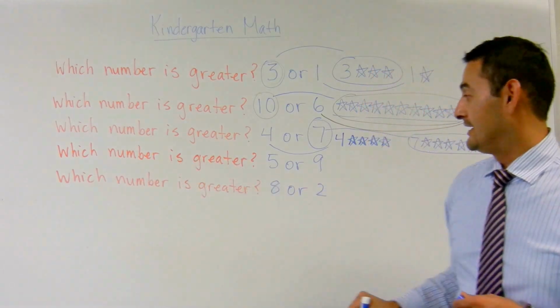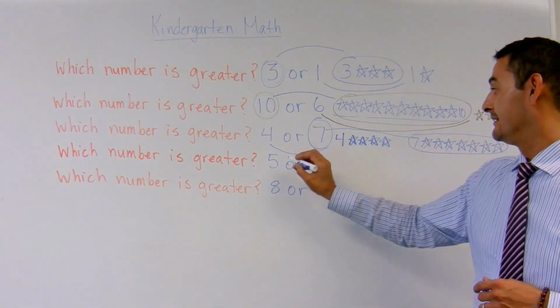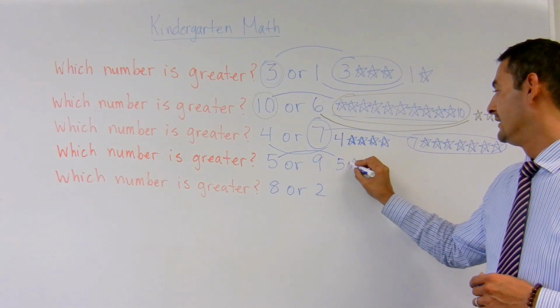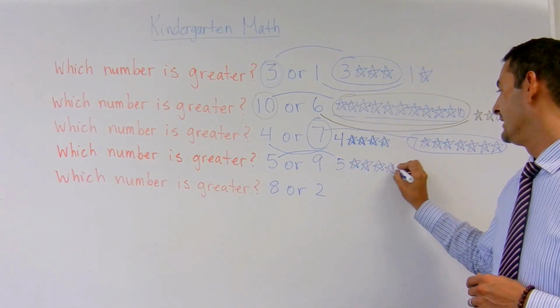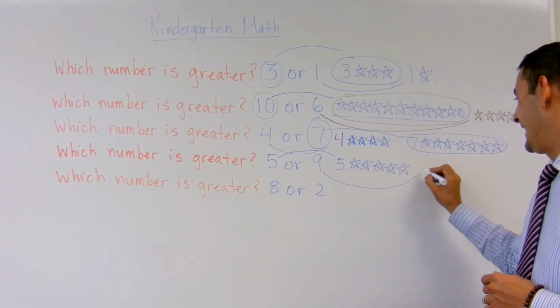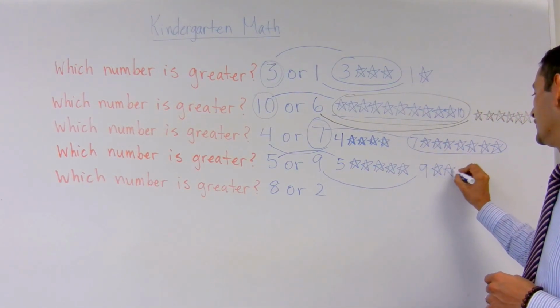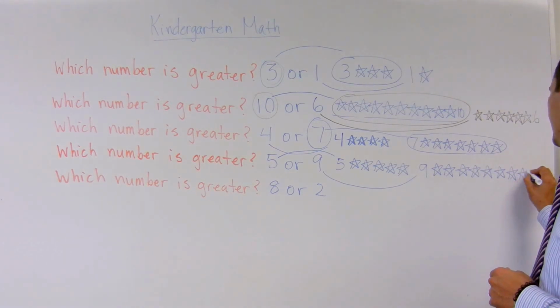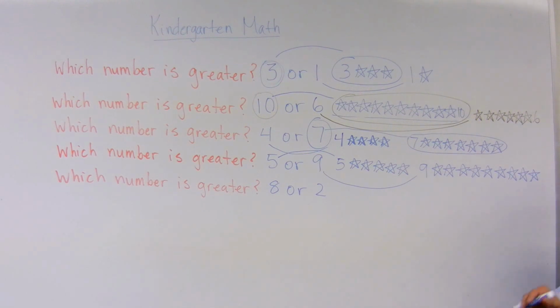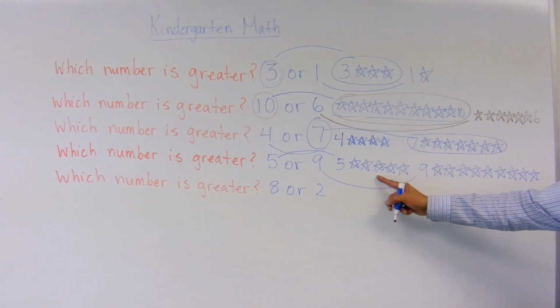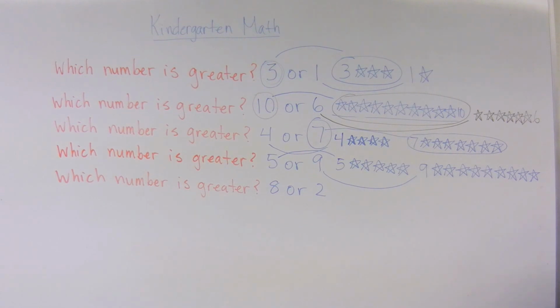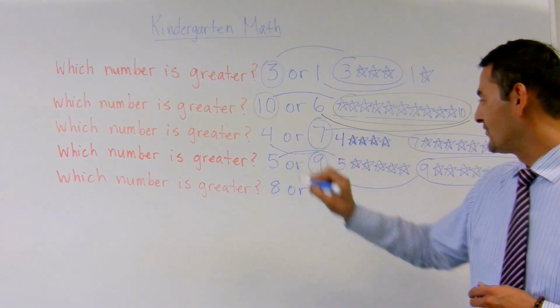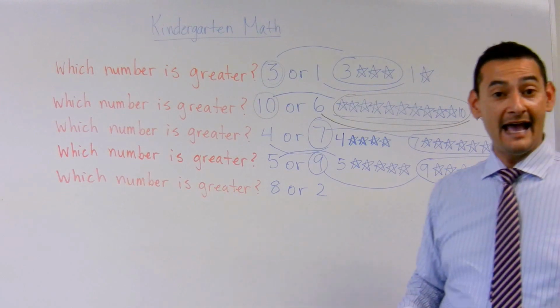Which number is greater? Is it the 5 or is it the 9? Let's see. I'm going to move my 5 over here. 1, 2, 3, 4, 5. I'm going to move my 9 over here. 1, 2, 3, 4, 5, 6, 7, 8, 9. Which number looks greater to you? The 5 or the 9? Which one is bigger? You are absolutely correct. Again, it is the 9, boys and girls. So the 9 is the greater number. I'm going to circle that 9. Now let's look at the last one.